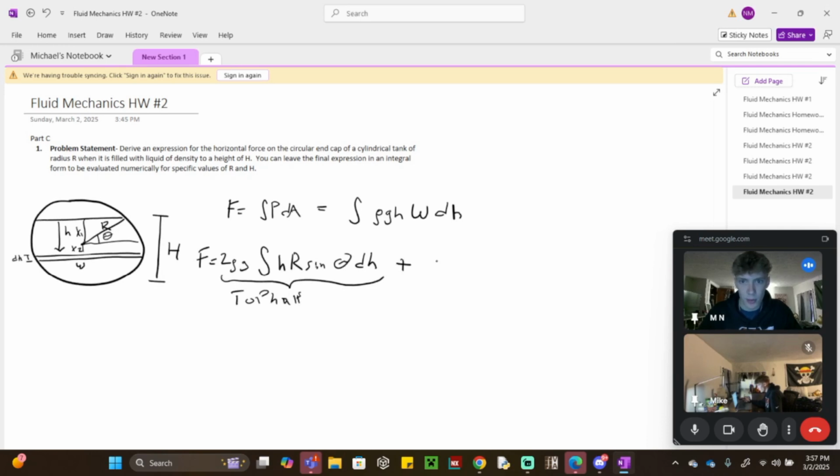And we're going to add it to the bottom half, which looks like the same integral. However, they're going to have different limits of integration, which is why we have to separate them now. So this is the bottom half.